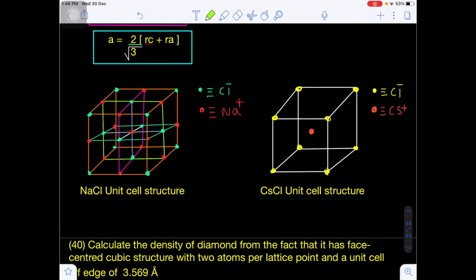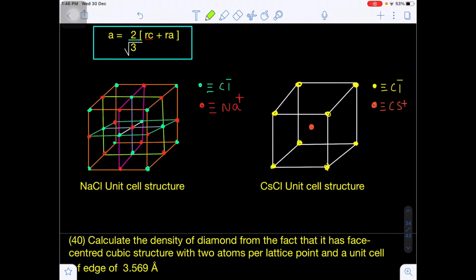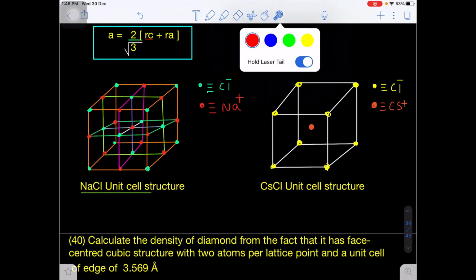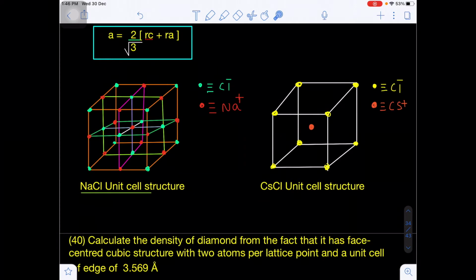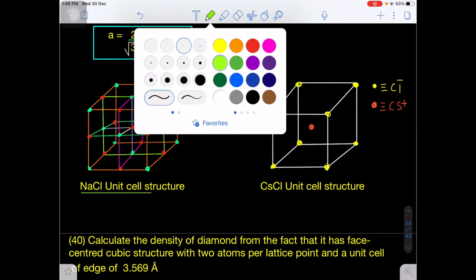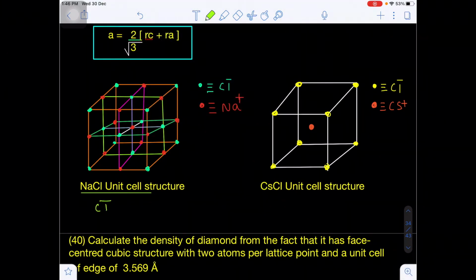You see here, in this diagram, this is the NaCl sodium chloride. Already in the previous class I explained the structure of sodium chloride and the coordination number. Now in the sodium chloride unit cell, first of all the Cl minus will form the cubic close packing, CCP or FCC.